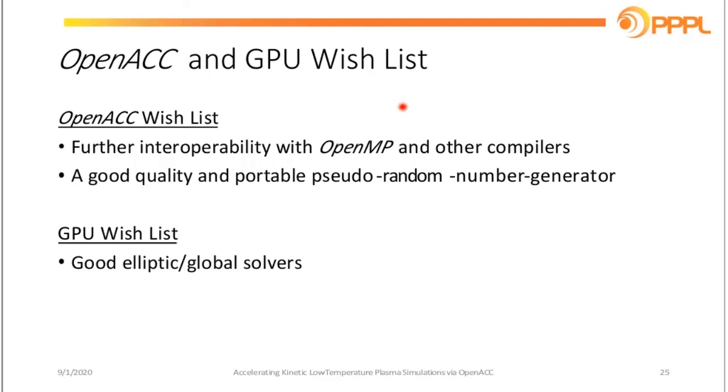Perhaps less expected, or a less regular suggestion, is we'd actually love to see the potential for pseudo-random number generators being built into OpenACC in some way. And I think that would potentially have many uses for many applications on the CPU and the GPU. And then our general big picture wish list, which isn't necessarily specific to OpenACC, is that for good quality elliptical solvers.